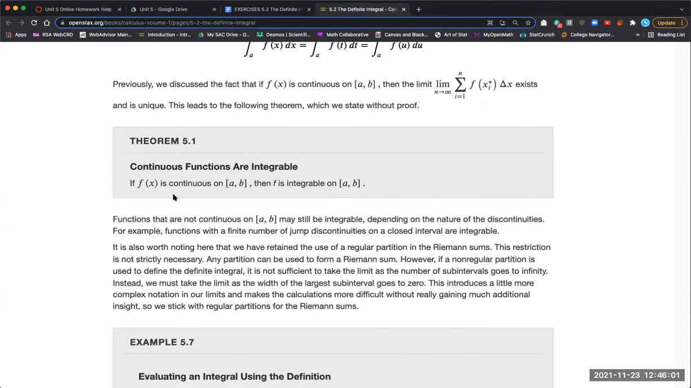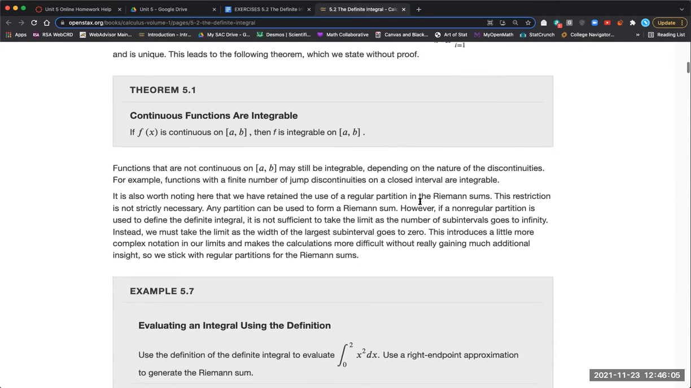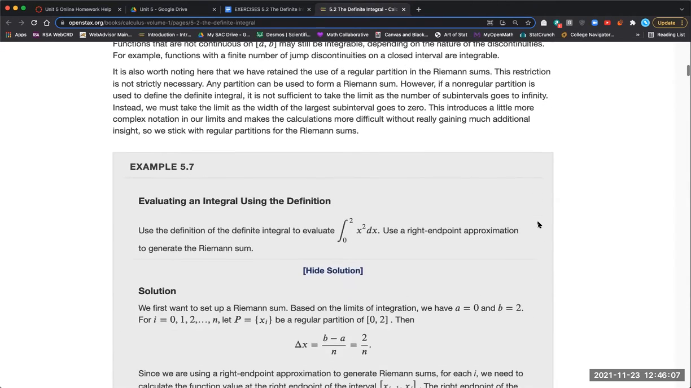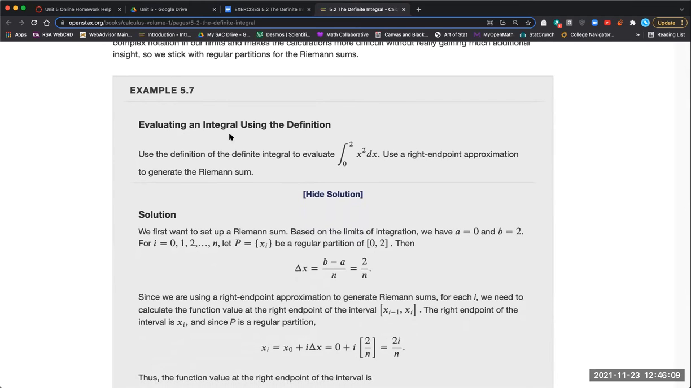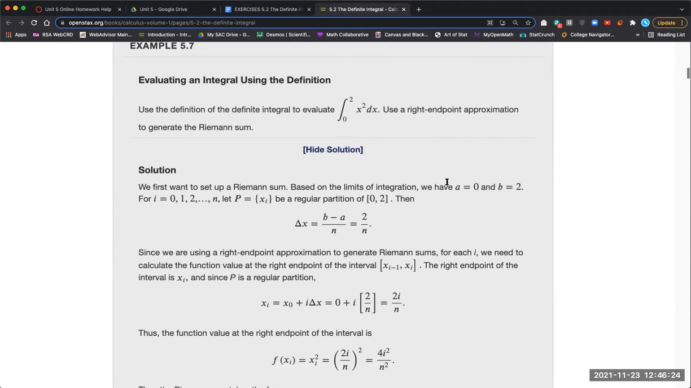This leads to the theorem: if f of x is continuous, then the function is integrable, and then we can find its definite integral. Evaluating them is what you're doing on the concept mini exam, finding the area underneath the curve. Now we're still using a right-end approximation. We still haven't found it exactly. In the next lesson, we find out how to calculate it exactly.